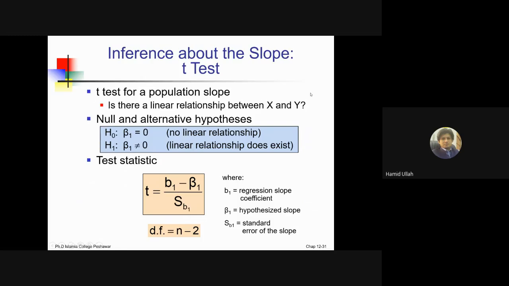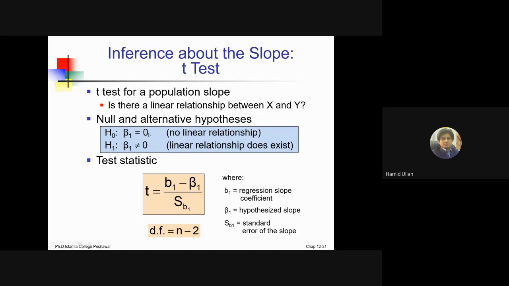T-test for a population slope. Is there any linear relationship between X and Y? So what is your hypothesis? Your H naught is the null hypothesis, saying that beta 1 is equal to 0. Beta 1 equal to 0 means that there is no relationship between X and Y. You can state the hypothesis this way: there is no significant relationship between X and Y. Beta 1 equal to 0 means the coefficient value is 0, statistically insignificant.